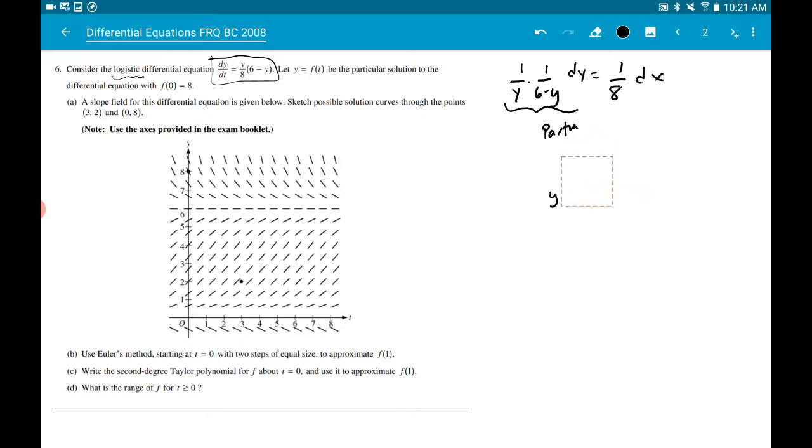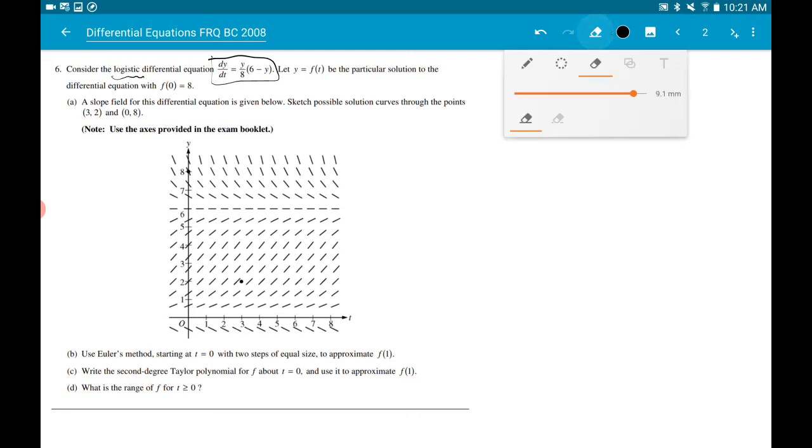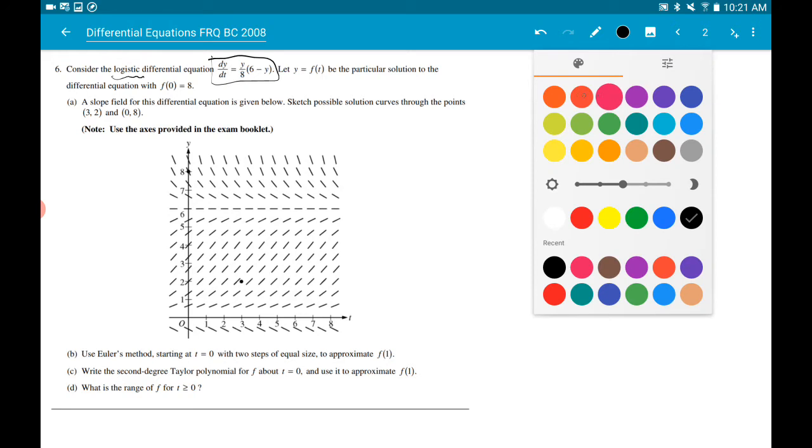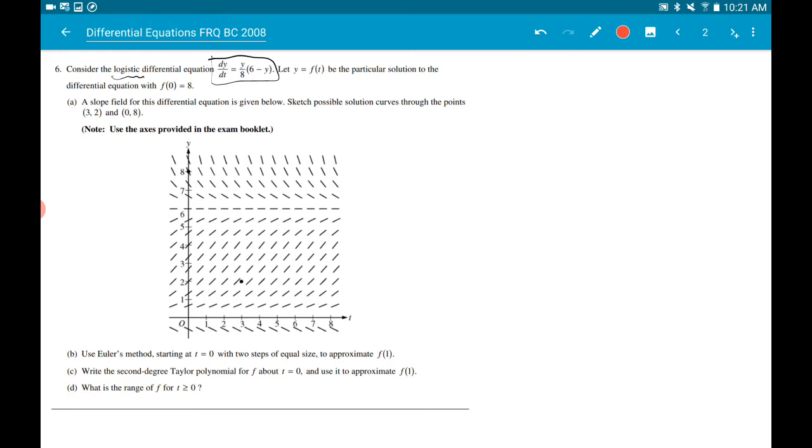So part A says a slope field is given. Sketch possible solution curves through the points (3, 2) and (0, 8). And those points are labeled on the actual graph. And that's where you just look for the flow of the graph. To me, it looks like a curve coming down here and then leveling off towards this asymptote. You have all these different curves. And so one curve would be like this.